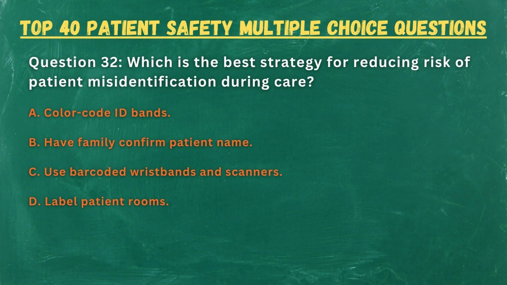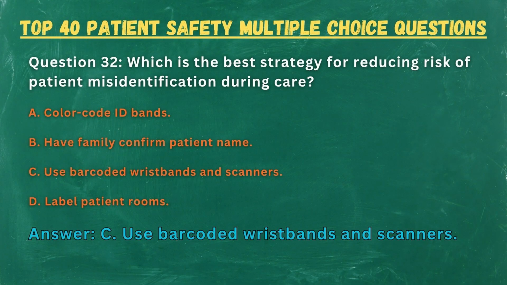Question 32. Which is the best strategy for reducing risk of patient misidentification during care? A. Color code ID bands. B. Have family confirm patient name. C. Use barcode wristbands and scanners. D. Label patient rooms. Answer: C. Use barcode wristbands and scanners.